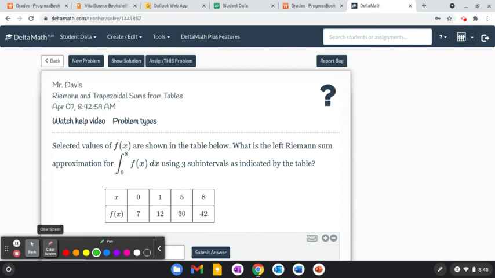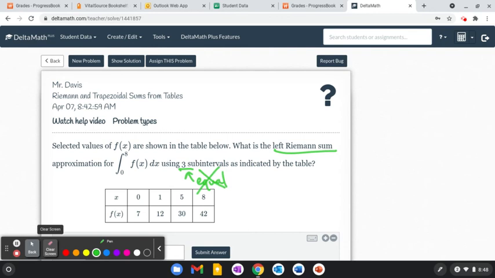So let's go ahead and see if we can figure this one out. It says we're supposed to do a left Riemann sum approximation with 3 subintervals. Now, one thing to notice is it doesn't say 3 equal subintervals.